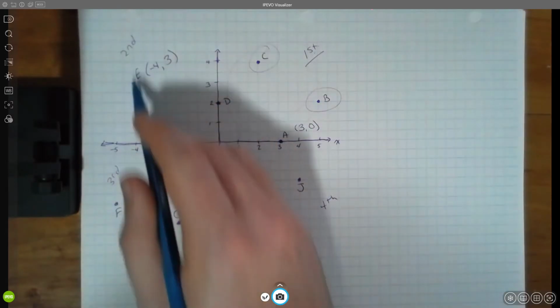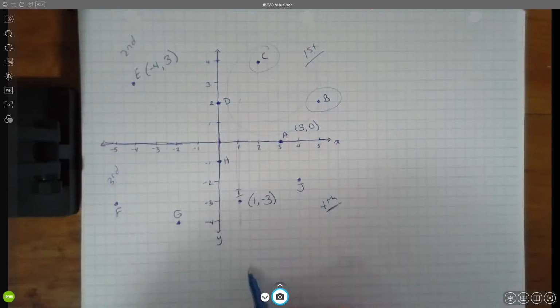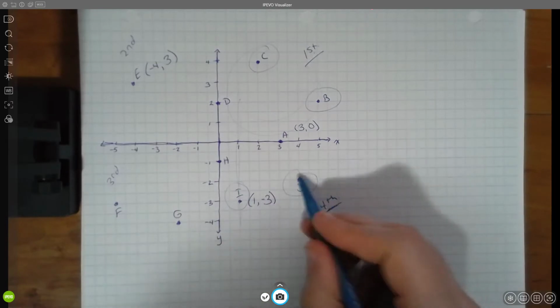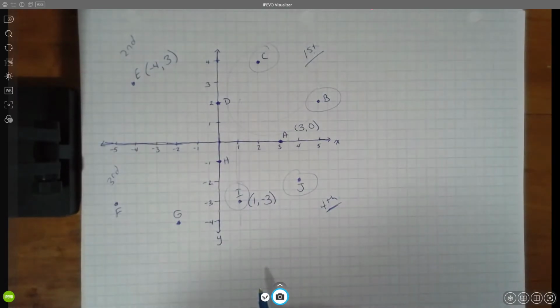Question E asks which points are in the fourth quadrant. Well, if this is first, this is second, this is third, this is fourth, we have points I and J within the fourth quadrant.